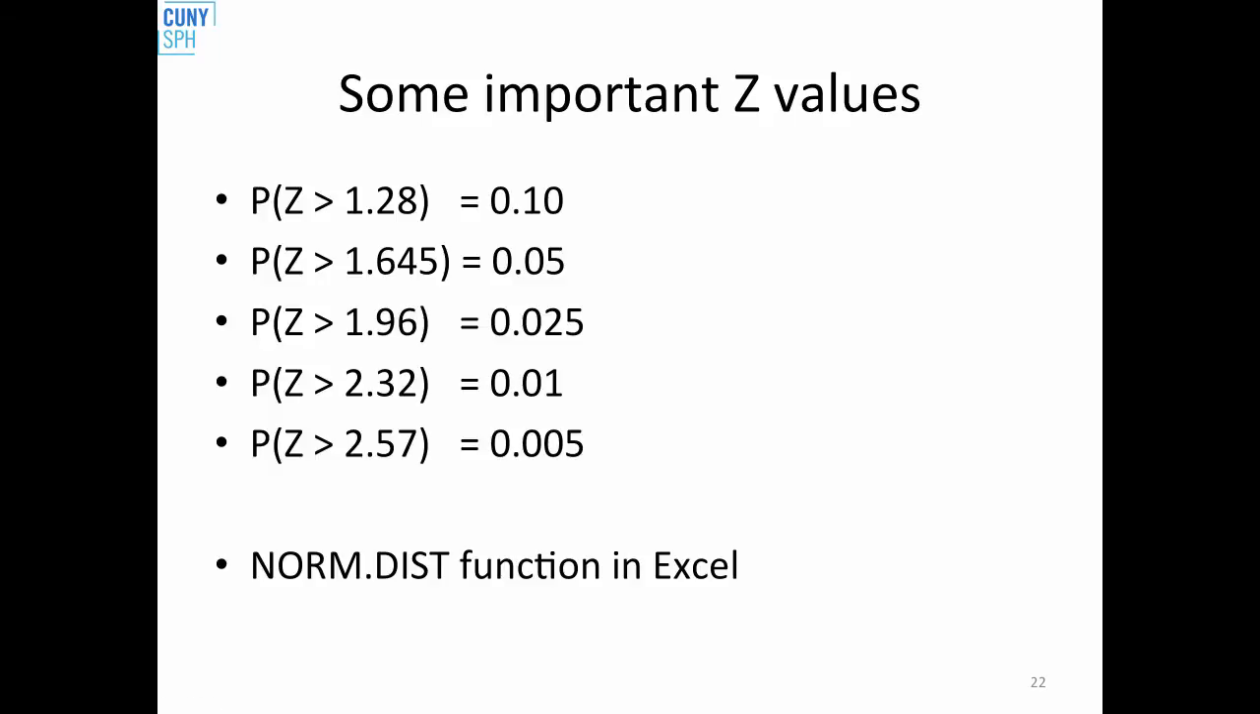Here are just a few handy z values to have. The one that you in fact use all the time is the probability of z greater than 1.96 being 2.5% or 0.025. That means that the probability of being either greater than 1.96 or less than minus 1.96 is 0.05, and we use this for calculating p-values from a normal distribution. As an aside, you can use the norm.dist function in Excel as a handy way to calculate p-values.